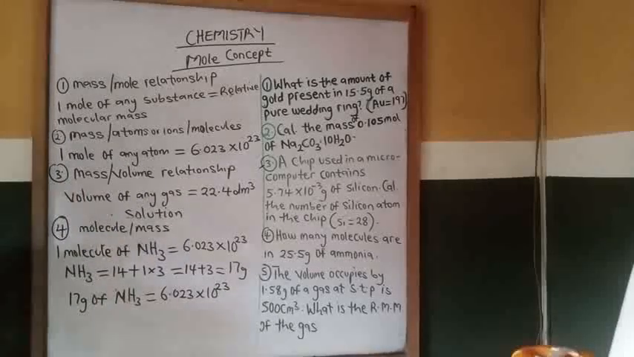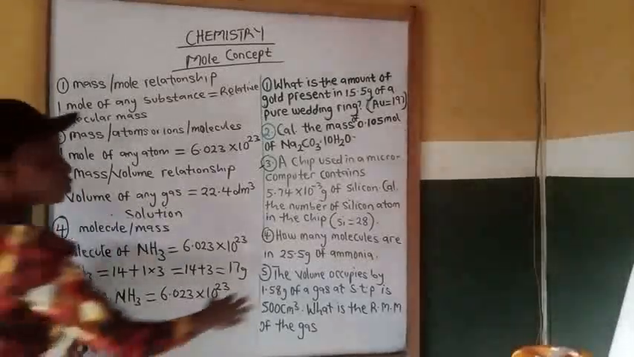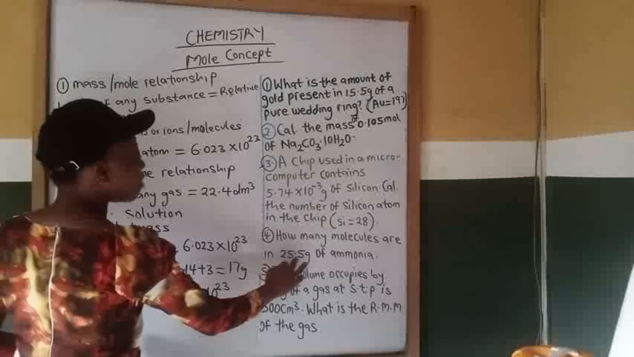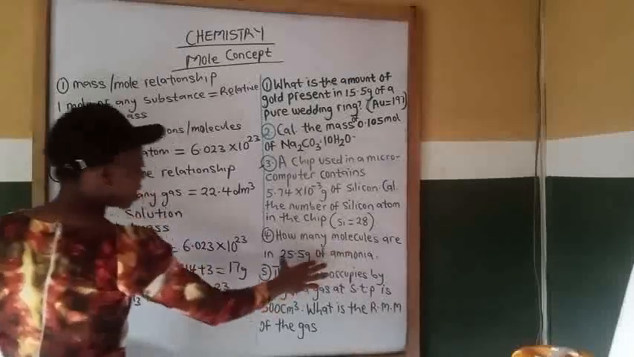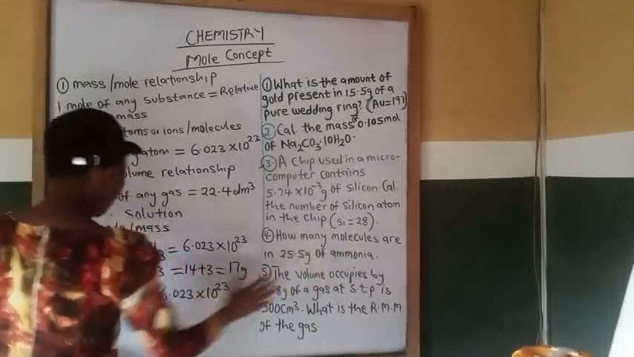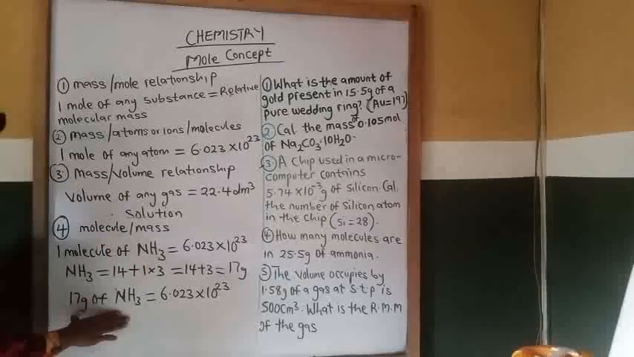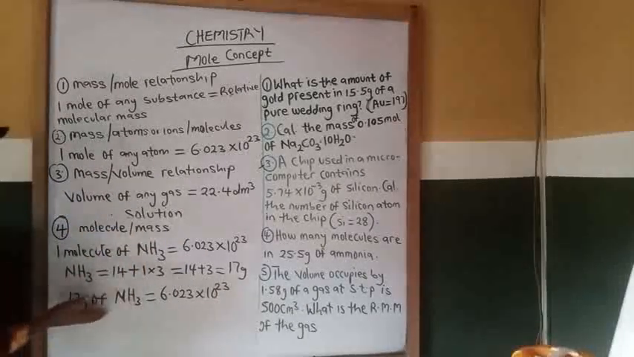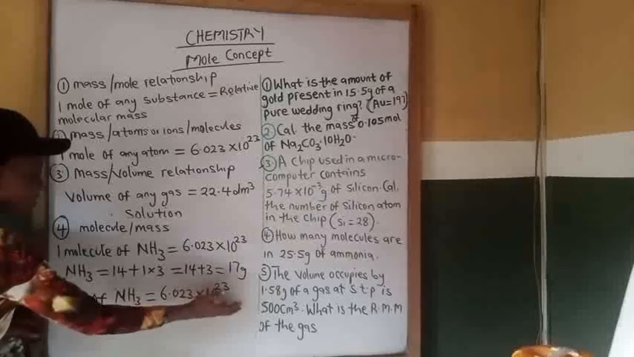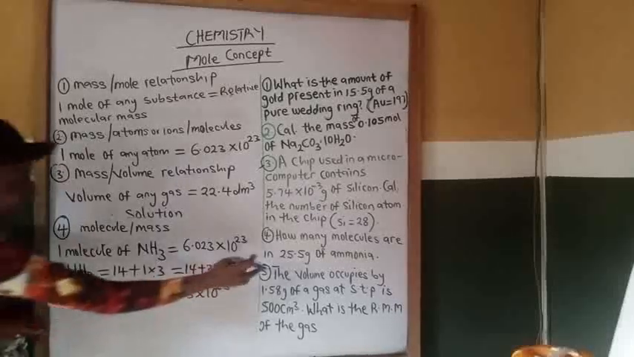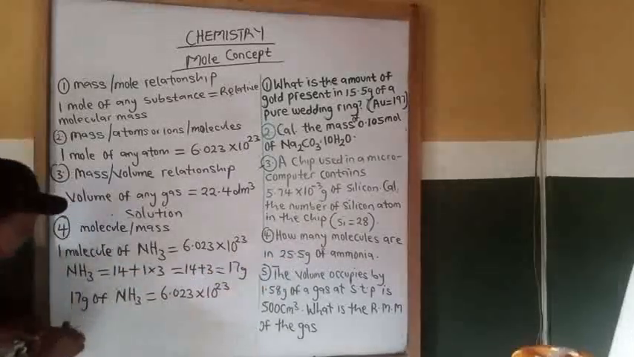Equal to our Avogadro's number. Then let's go back to the question. We have 25.5 grams of ammonia. So mass in gram should be placed under what? Under mass in grams. So this side is for mass. Then this side is for molecule. So place this 25.5 grams under mass in grams.